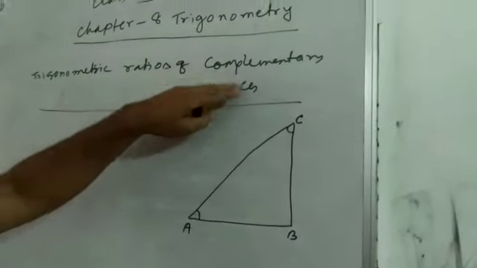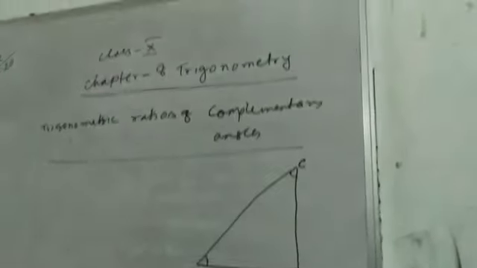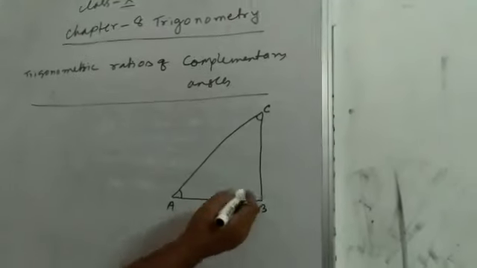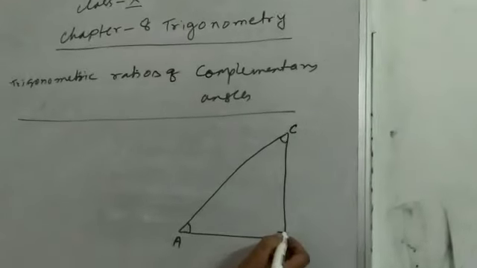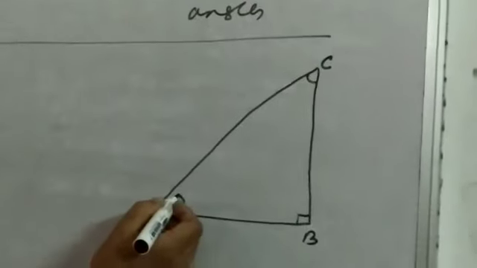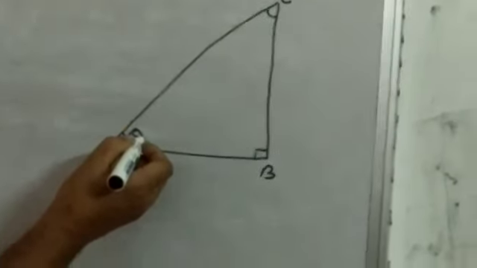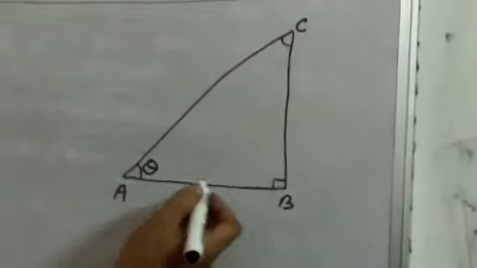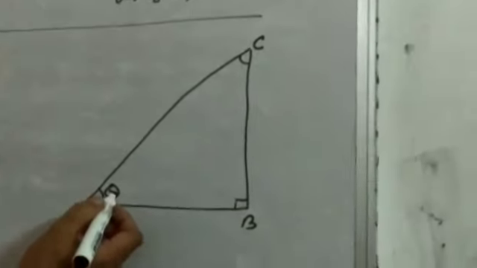Trigonometric ratios of complementary angles. For this I have drawn a right triangle ABC, right angle at B. We suppose angle A is theta. This angle B is 90 degrees, fixed.